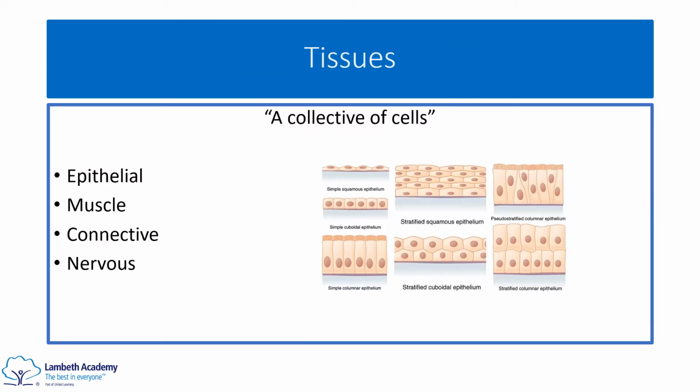The 4 different types of tissues are epithelial tissue, which you guys should have just watched about. The next type is muscle, connective tissues, and nervous tissues. Each type of tissue has a separate role and a different responsibility within the body. As you guys have probably already guessed, we are going to look more closely at what epithelial tissues do.